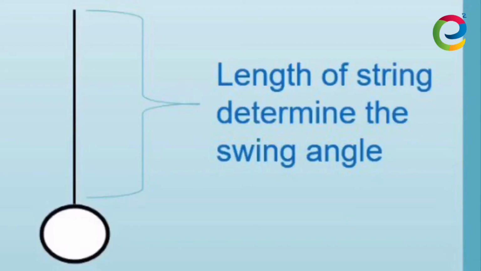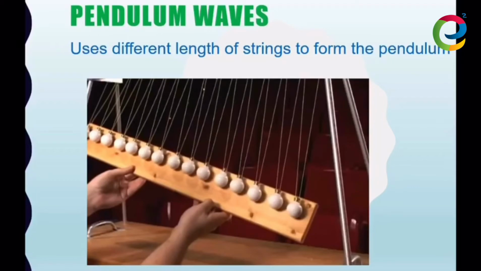Now that we have understood that the length of the string affects the angle in which the pendulum swings, let's move on to another beautiful piece of aesthetic, which is the pendulum wave. You'll notice that because of the different lengths of strings, the pendulums individually swing at a different angle, creating a wave effect. Let's watch this video to understand it.